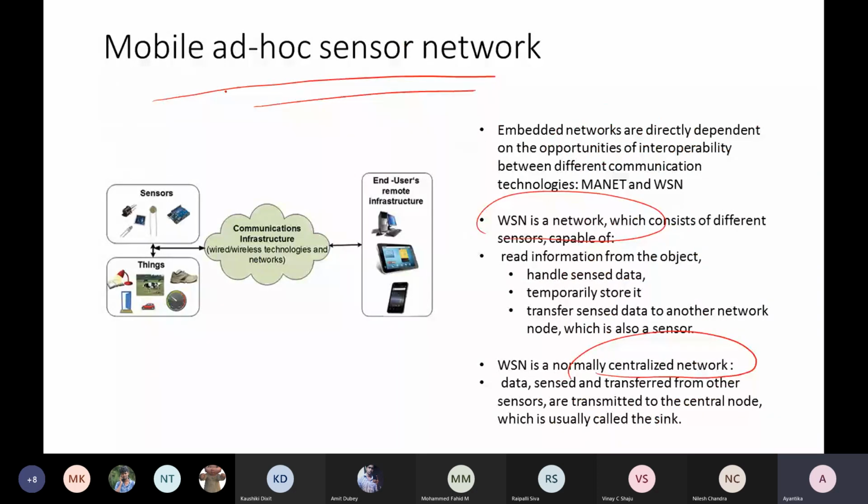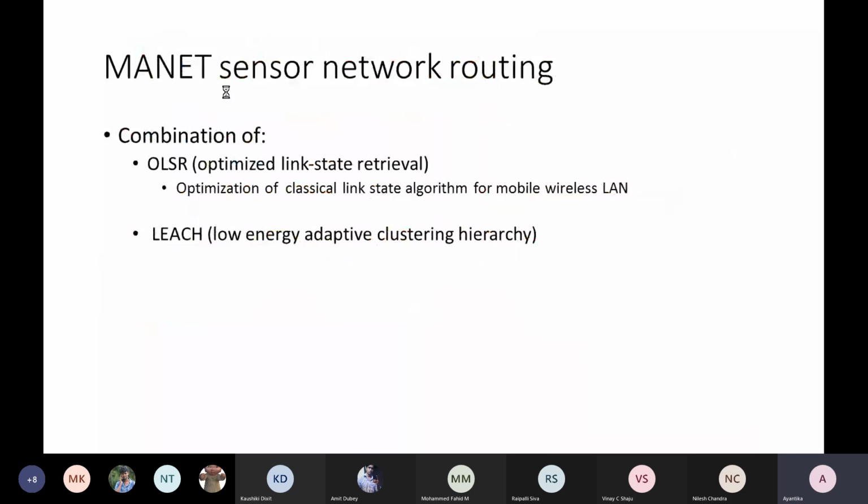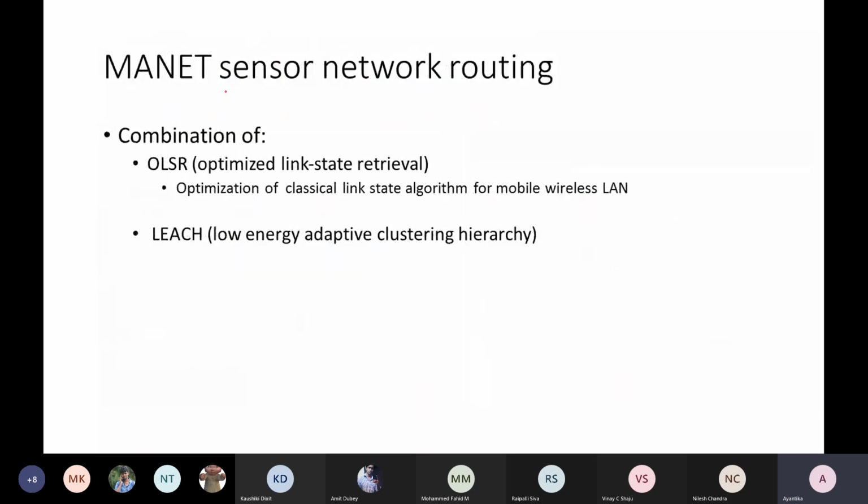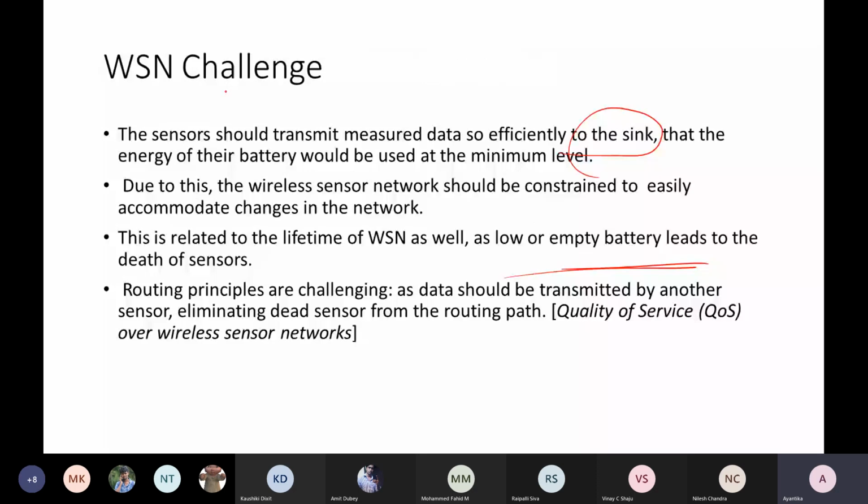So maybe next day we will start with the link state algorithm, the basics of that, and we will see what optimizations we can make so that it becomes lightweight and optimized enough to be suitable for managed and unmanaged sensor network routing. Okay, maybe next day we will start, because it's already 6. Fine.